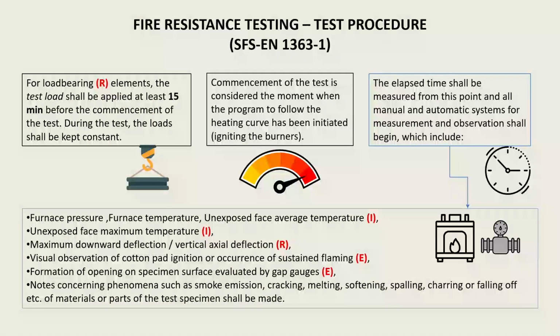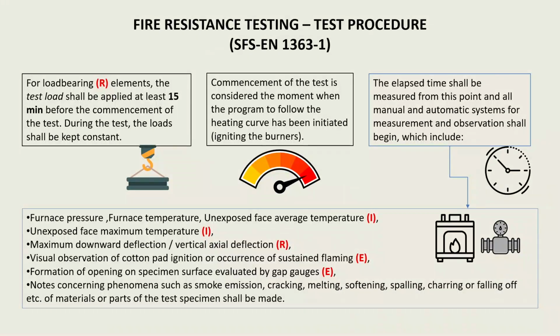Then the elapsed time is recorded and all measurement and observation systems, both manual and automatic, are activated to monitor the following parameters. One is the furnace pressure and temperature. Second is average and maximum temperatures on the unexposed face for the insulation criteria. Third is the downward deflection or axial deformation for load-bearing capacity criteria. Fourth is the visual observations for ignition of a cotton pad or sustained flaming for the integrity criteria.